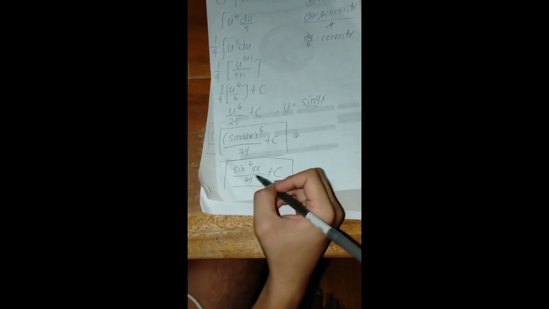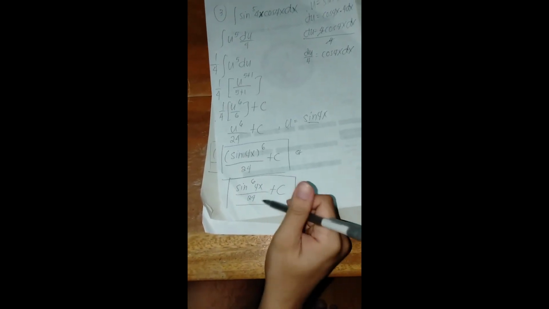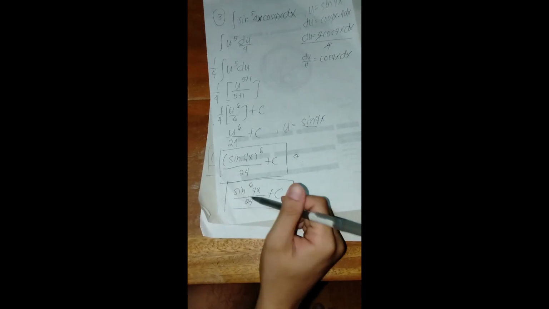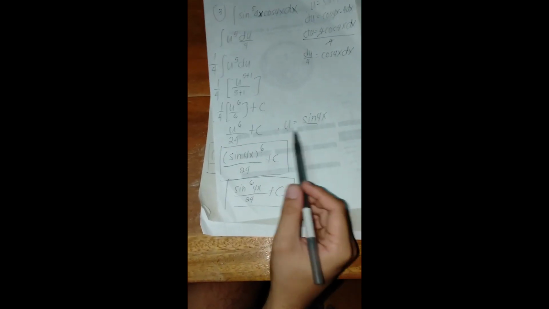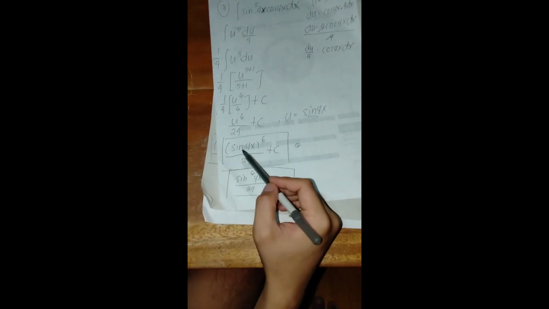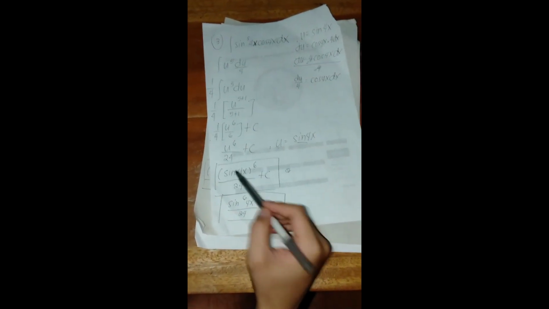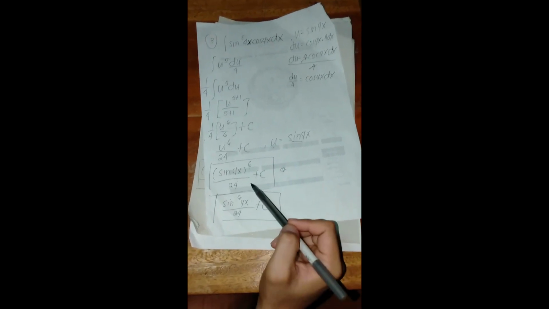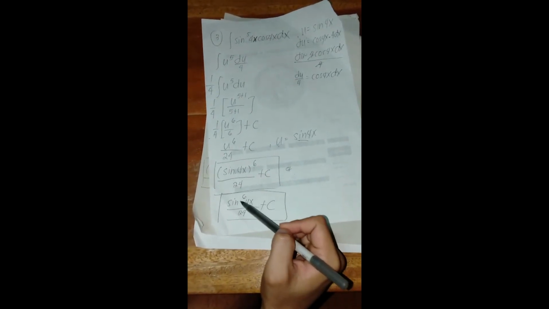So, pwede to, or pwede rin naman ito. Baka kasi magtaka kayo, sir, magkaiba ba yan? Parehas lang yan. Diba? So, if you're going to remember, yung exponent only applies dun sa trigo function. Okay? Hindi dun sa angle. Okay, so kaya naging sine raised to the 6 4x over 24.